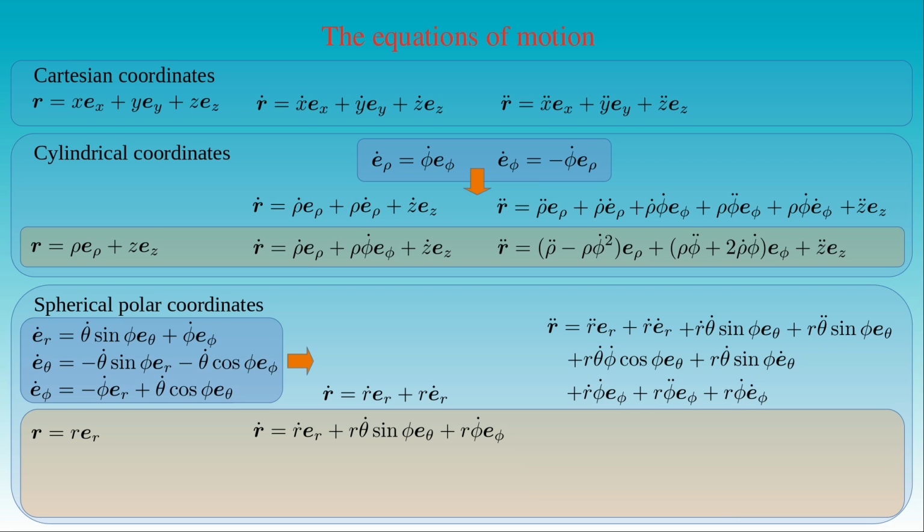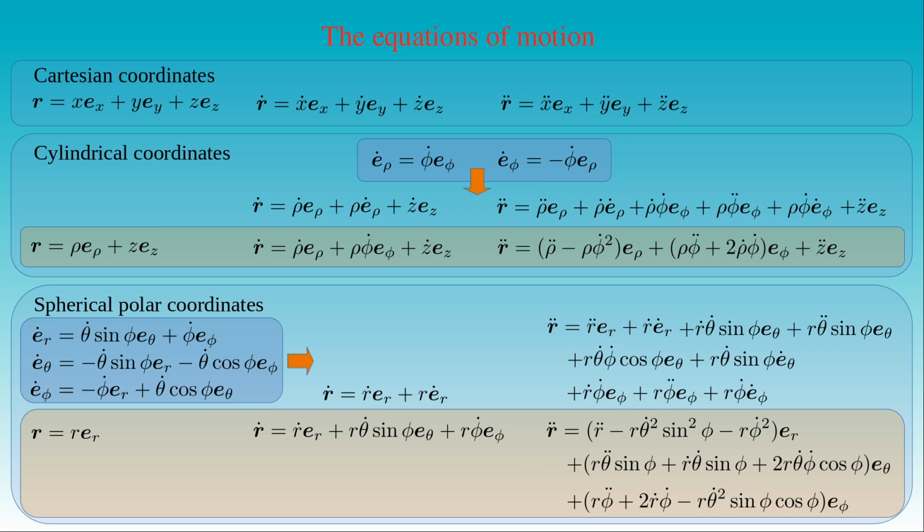Besides the expression of the derivative of the basis vector er, we also computed the derivatives of the basis vectors e theta and e phi, as we can see in the left-hand side of this box. We can eliminate the derivatives of the basis vectors by substituting these expressions into the second-order derivative of the position vector r. Then the r component of the second-order derivative is equal to r double dot, minus r times theta dot squared times the square of sine phi, minus r times phi dot squared.